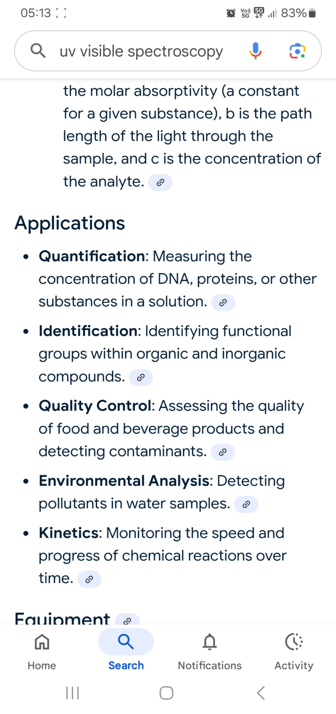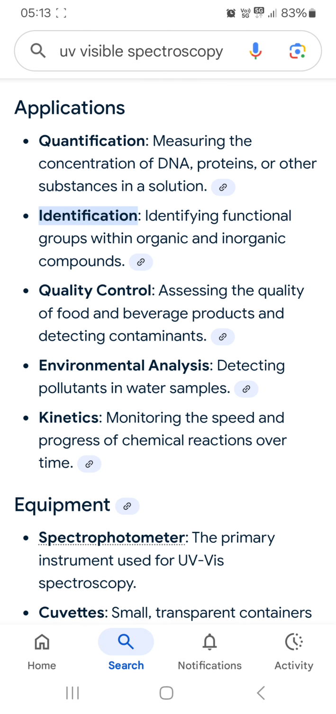Applications. 1. Quantification. Measuring the concentration of DNA, proteins, or other substances in a solution. 2. Identification. Identifying functional groups within organic and inorganic compounds. 3. Quality control. Assessing the quality of food and beverage products and detecting contaminants.